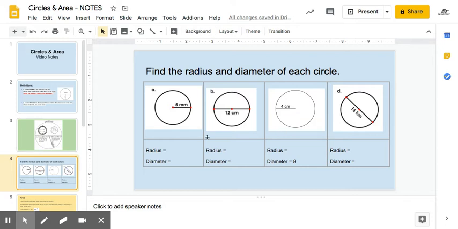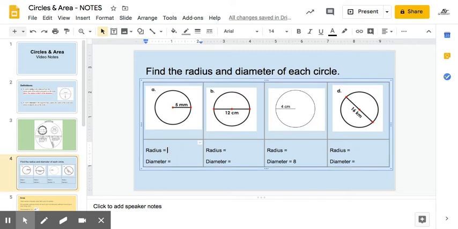So here I have 4 circles. Our first step is to identify which component of the circle I gave you. Did I give you a radius or did I give you a diameter? We're going to identify what the radius is, and then we're going to identify what the diameter is as well. So for letter A, we need to identify the fact that I gave you a radius. I gave you that smaller line segment. So the radius of this circle is going to be equal to 5.